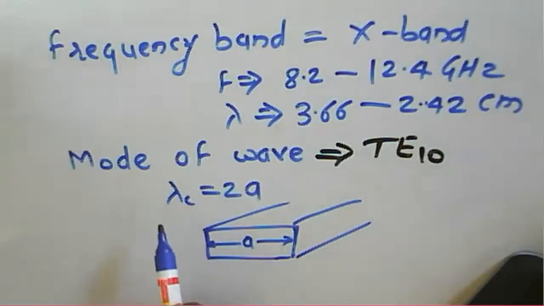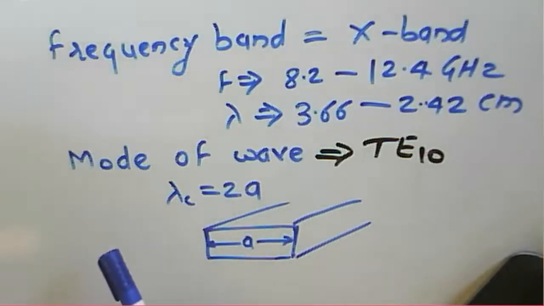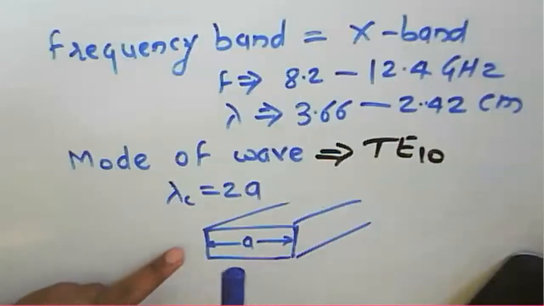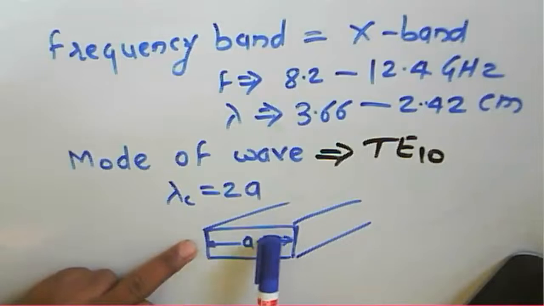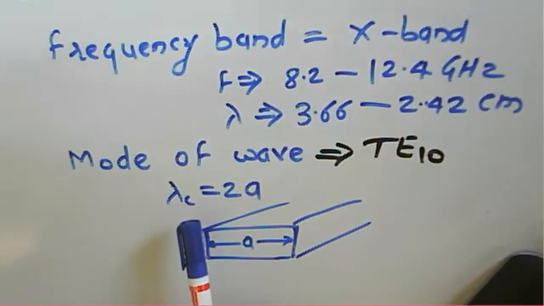So the cutoff wavelength for the TE10 mode, generally we say lambda c is equal to twice of A. You just remember always. A is nothing but the inner dimension, or we can say the inner width of this waveguide, or the distance between the two side walls. These are the side walls here. So that is the A here. So lambda c we will calculate as lambda c is equal to twice of A.